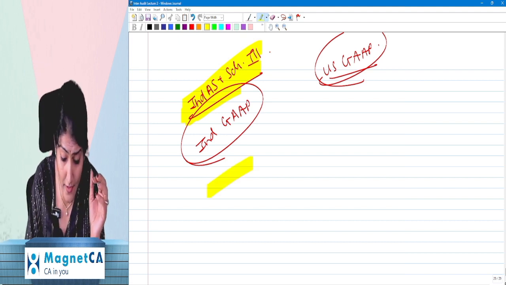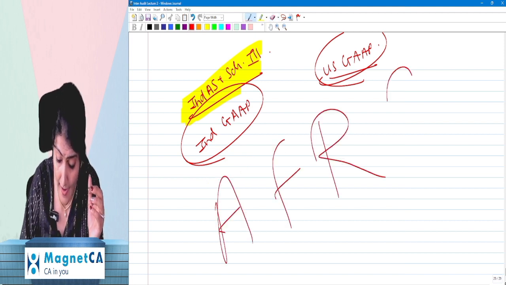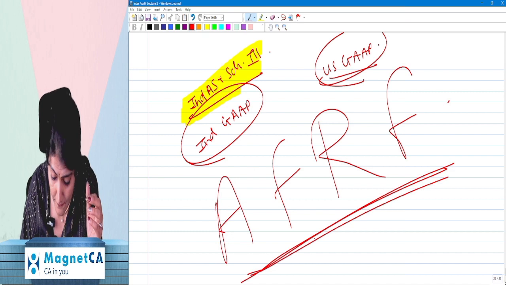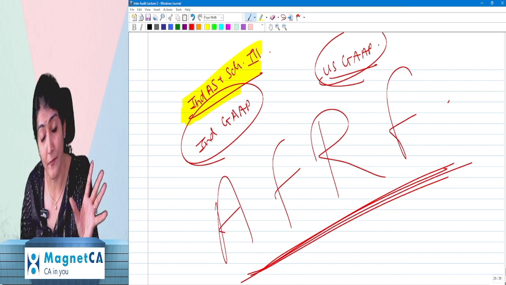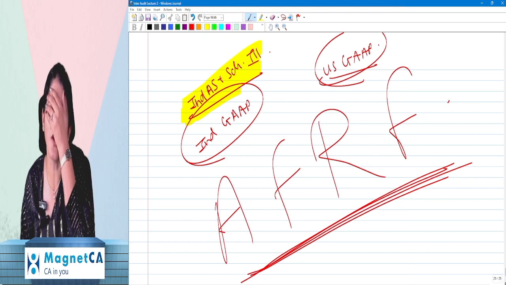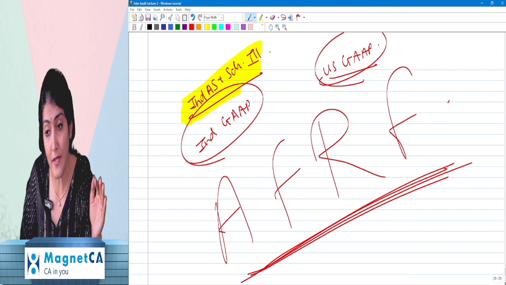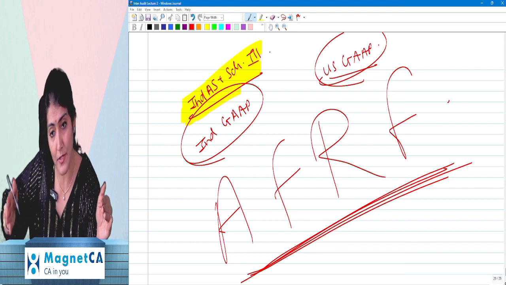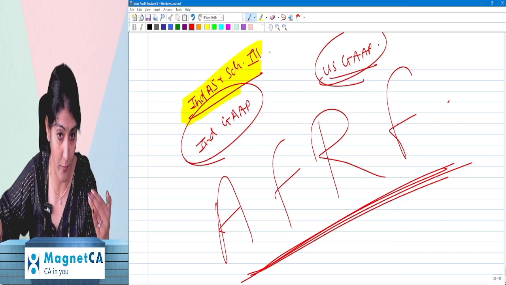Does everybody understand the term applicable financial reporting framework? A very important term in audit. Hundreds and thousands of times this term is going to come. What is the applicable financial reporting framework? It is the framework to be applied while doing the financial reporting.